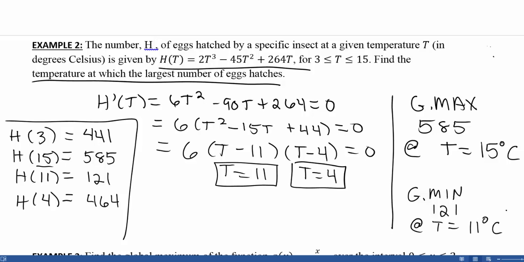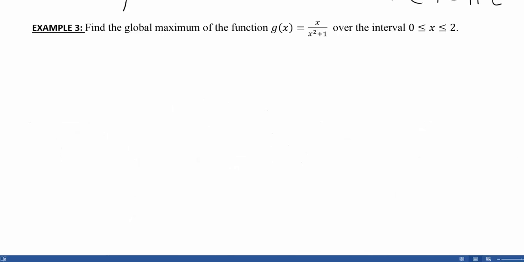So let's try another example here. Example 3. Find the global maximum of the function g of x equals x over x squared plus 1 over the interval x between 0 and 2. So again, I have a restricted interval here. I'm only considering values for x between 0 and 2, and I want to find the global maximum, so the highest value that this function takes on between 0 and 2. So again, I'm going to need to use my endpoints 0 and 2, but I also need to find any critical points. So here, to find my critical points, I'm going to have to do a quotient rule.